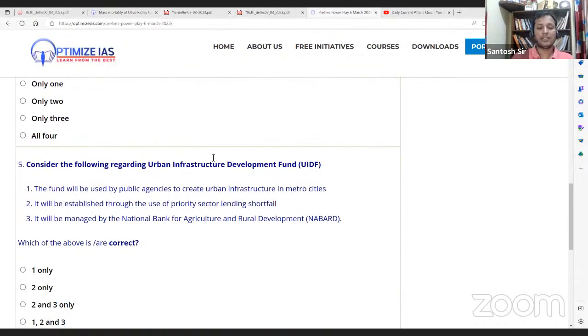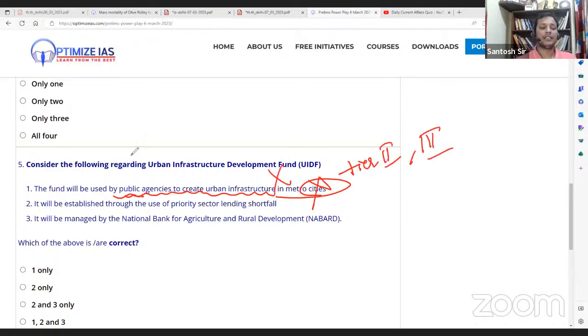The last question, Urban Infrastructure Development Fund. The fund will be used for public agencies to create urban infrastructure in metro cities. Guys, this is incorrect. It will be used in tier 2 cities and tier 3 cities, not metro cities. So the first statement is incorrect. Second statement, it will be established through the use of priority sector lending shortfall.